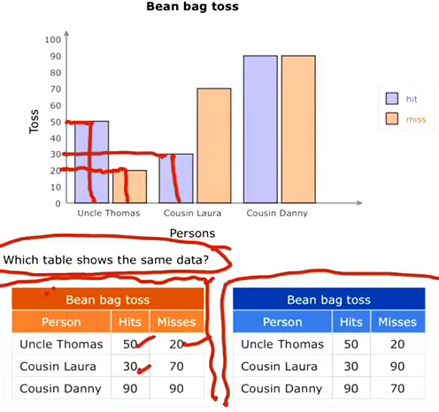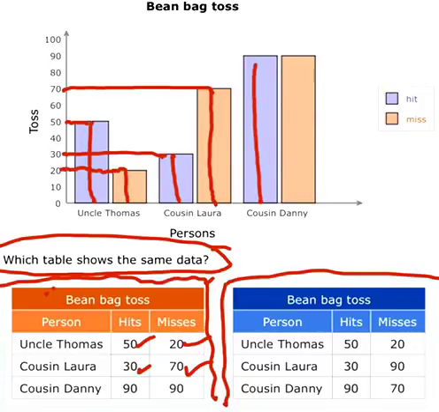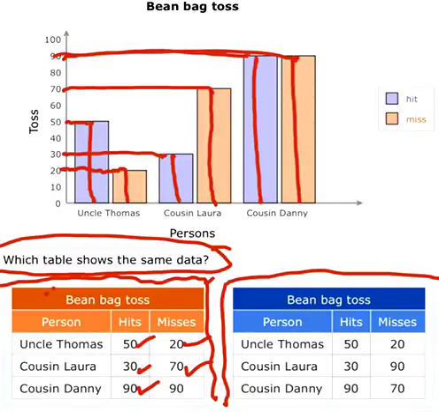Check. See how many misses she had. This says she had 70. Let's check. She did. Cousin Laura had 70 misses. Now let's check Danny's. It says he had 90 hits. That's right. He had 90 hits. How about misses? It says he has 90. Let's check. Yep. 90 misses. It looks like this graph matches this one.